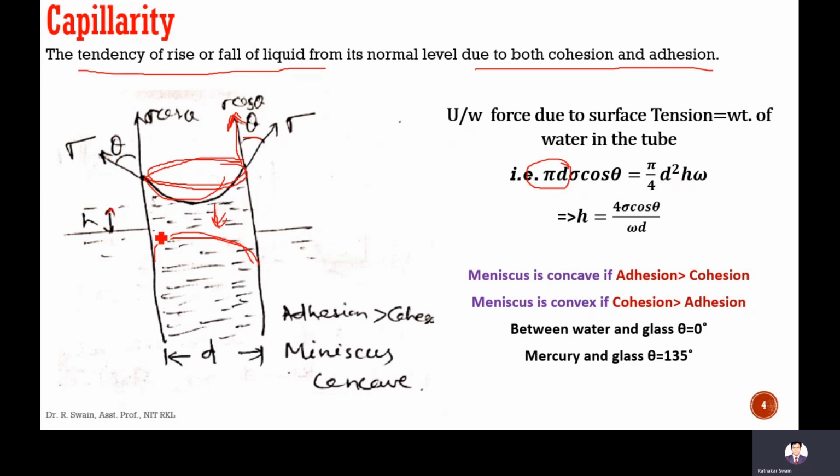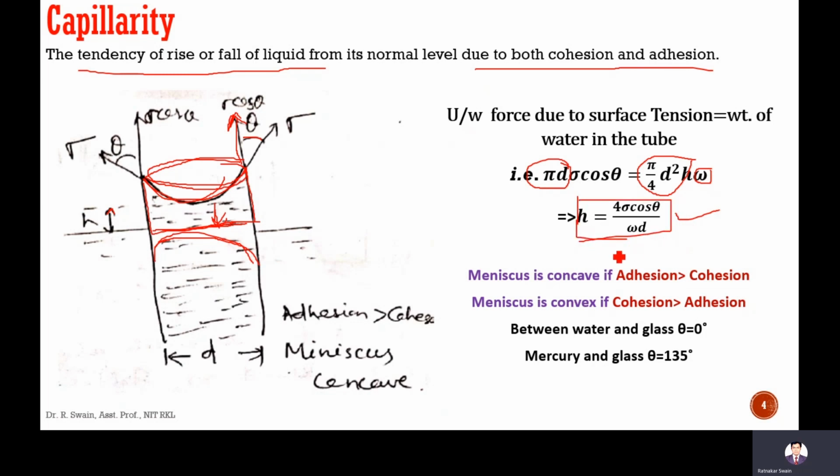This height is measured from the normal level. This is the normal level of water, and it rises only for this portion. So for this portion we have to take the weight of the water, that is pi by 4 d square into h into w. Pi by 4 d square h is the volume, into unit weight, that is the weight per unit volume. So we will get the weight. So h will be 4 sigma cos theta by w d. This is the capillary rise in a tube.